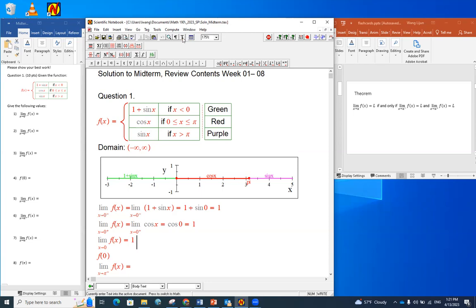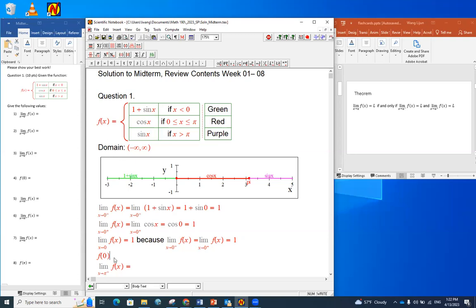You can quote the definition if you wish, and you can quote the theorem if you want, but the context is pretty obvious. If you like, you can write it down as: because the limit from left is the same as the limit from right, and that is the same value, which is 1.